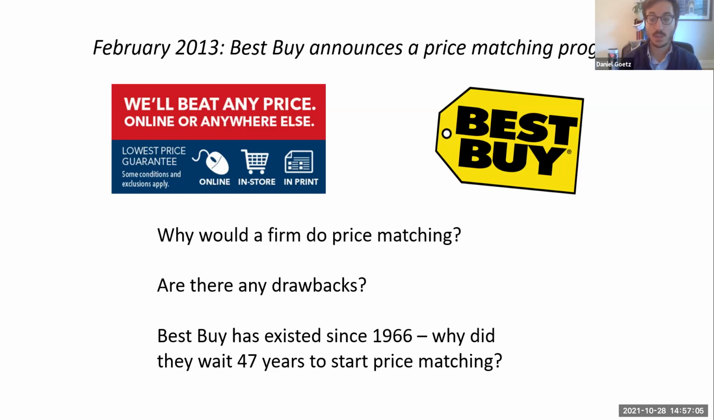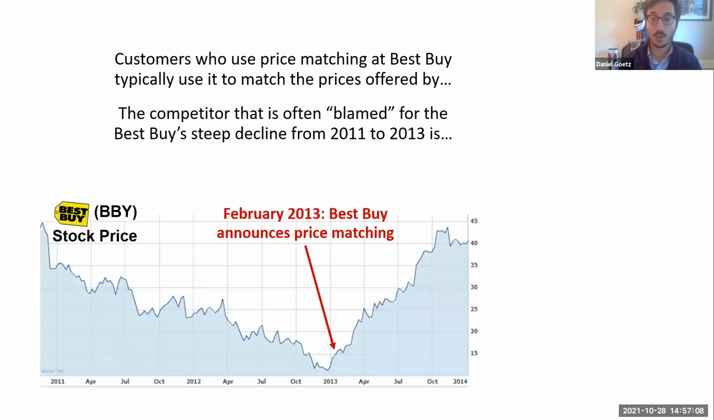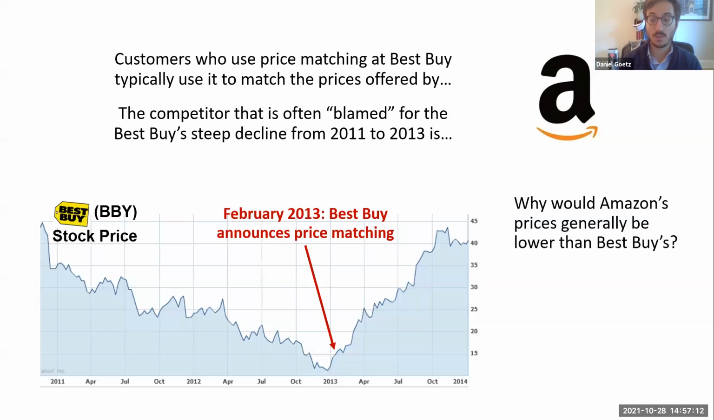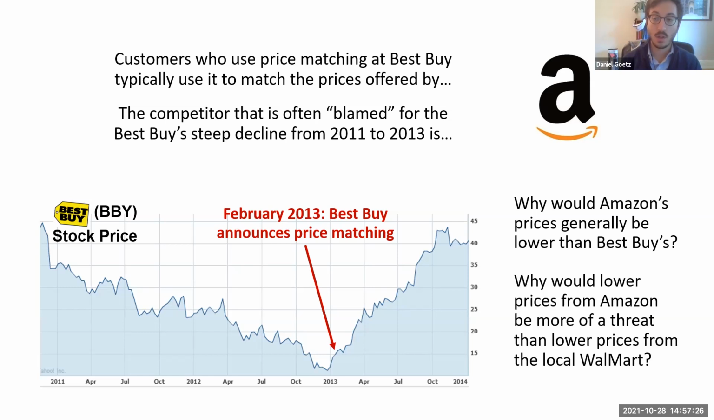So, Best Buy starts price matching because of Amazon, right? Because Amazon can offer lower prices because they don't have all this overhead. They don't have stores. They don't have as much inventory to maintain. They don't have to pay all these skilled employees to know stuff about the products. And Amazon's prices are a threat because you can just order them online.